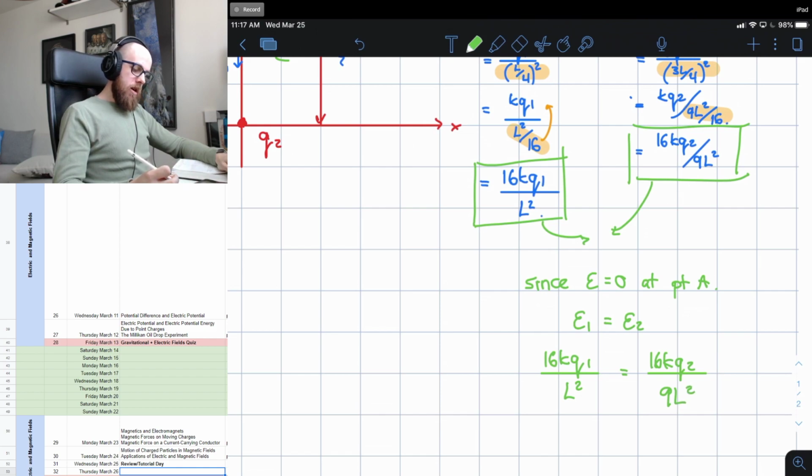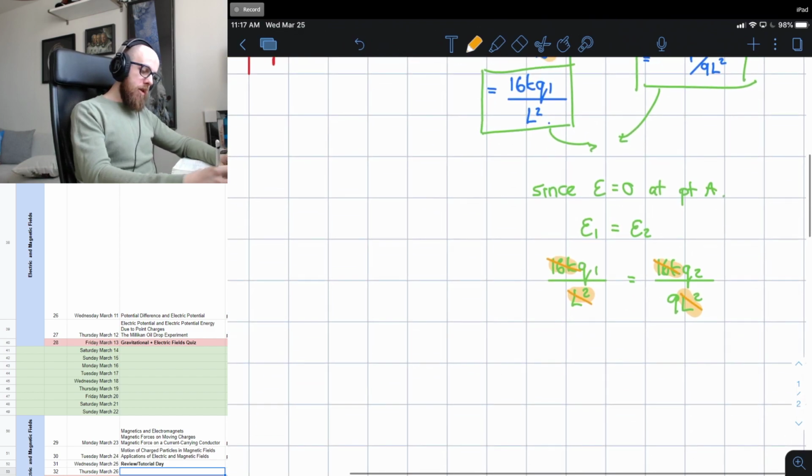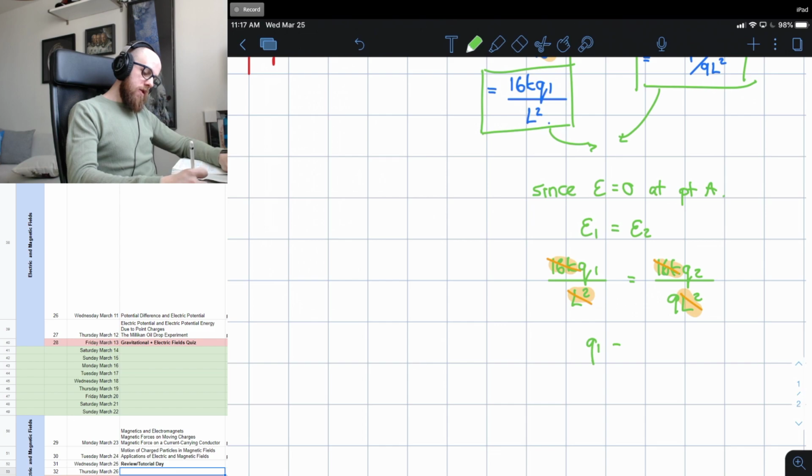All right. And what I notice here is I have some things that are the same for both, right? So I have an L squared and an L squared in both of them. I have a 16K and a 16K in both of them. And so what I'm going to do here is cancel some things out. 16K is gone, 16K is gone, L squared is gone, L squared is gone. And what I'm left with is Q1 equals Q2 over 9.